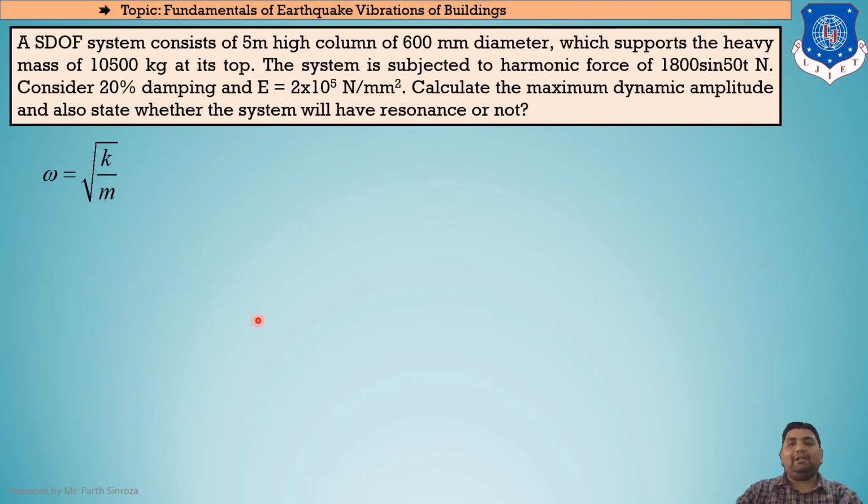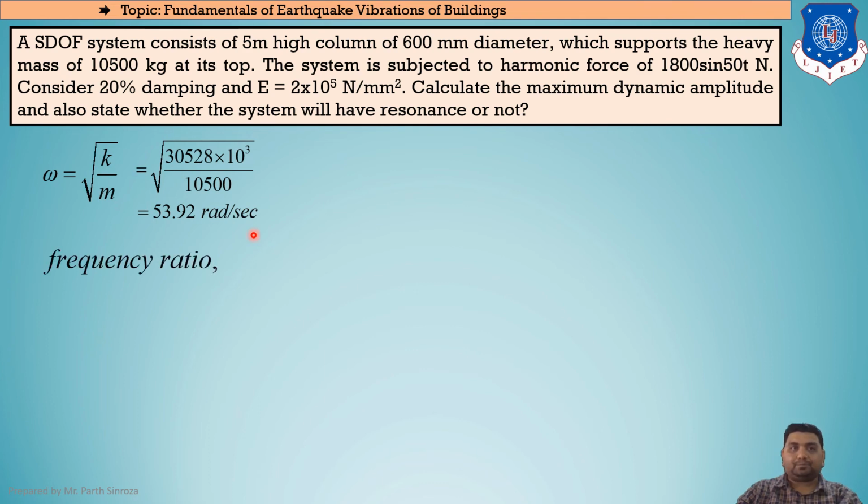Now we will be finding the value of omega, because we need to find the value of r, and r is omega dash upon omega. Omega dash is already given in the question. Now we'll be moving on to the value of omega. So omega is equal to under root K by M. K we have identified to be 30528 into 10 raised to 3. Mass is given in the question to be 10,500. So solving it, we are getting an answer 53.92 radian per second.